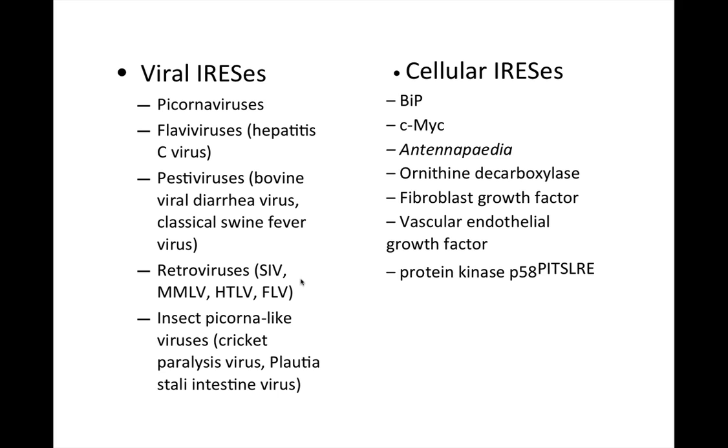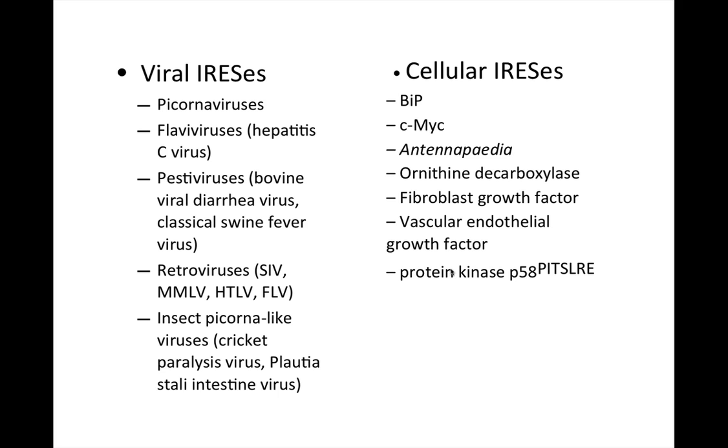We've since found irises in many viral genomes, and this is a selection of them here. You can see the picornas, the flaviviruses, pestiviruses, and retroviruses, and insect picorna-like viruses have irises, as well as cellular mRNAs. These have been found to contain irises as well. Now, these cellular mRNAs, like many of the viral mRNAs that have irises, are capped. So it's not clear why these would have an iris in them and also have a cap.